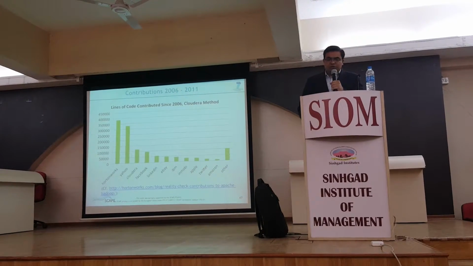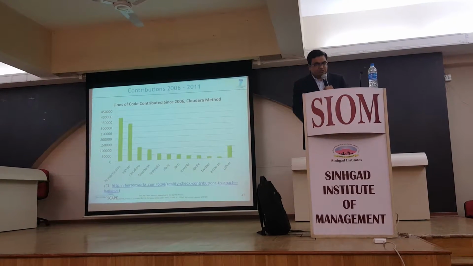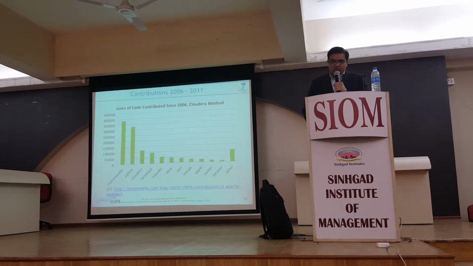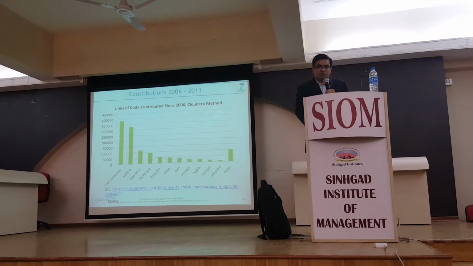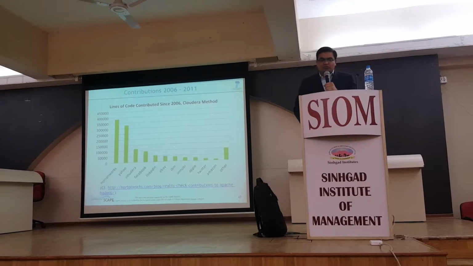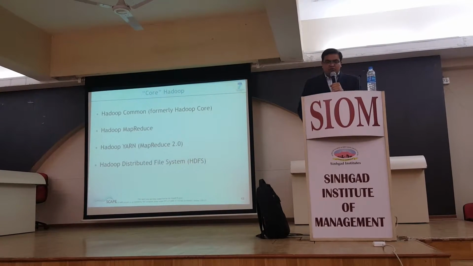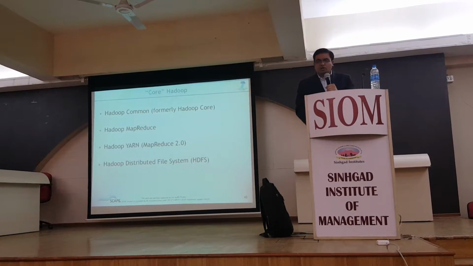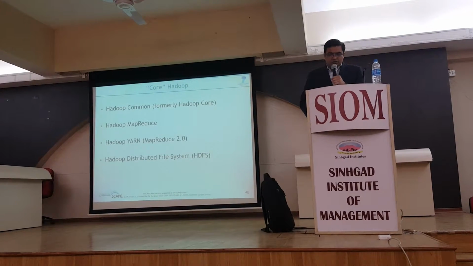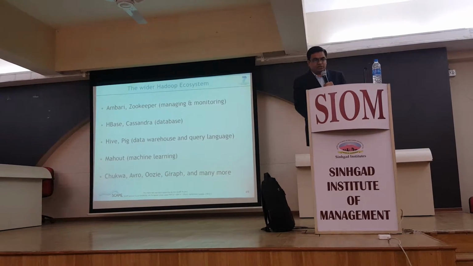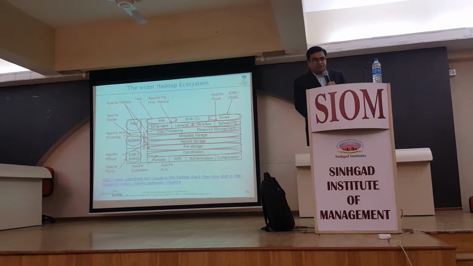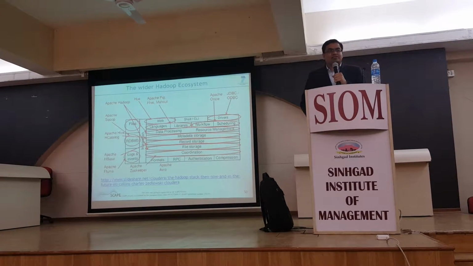These are the lines of code distributed since 2006 on the Cloudera for Yahoo, Cloudera, Facebook, LinkedIn. They are all using it continuously. The new version has Ambari and another resource. There are varieties like Ambari, HBase, Hive, Pig, so many ecosystems, and every ecosystem has a certain purpose.